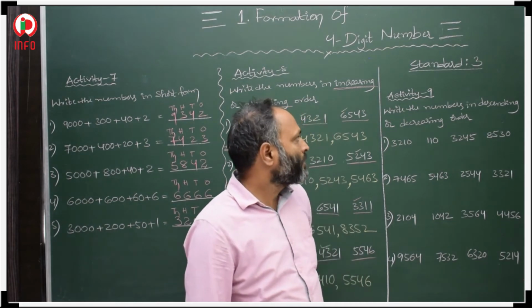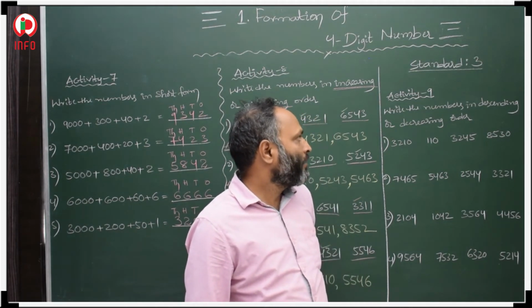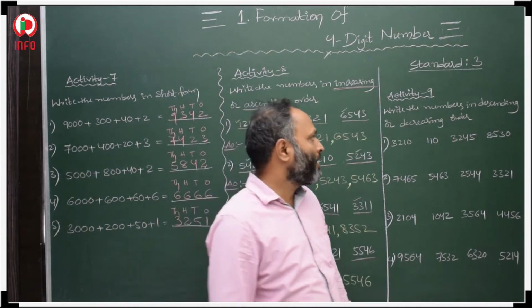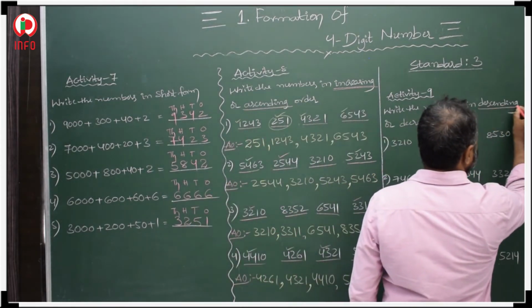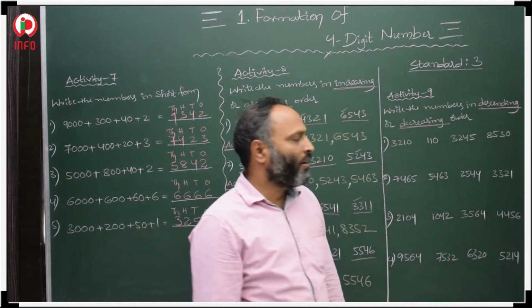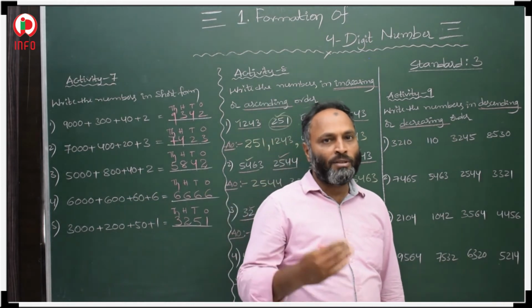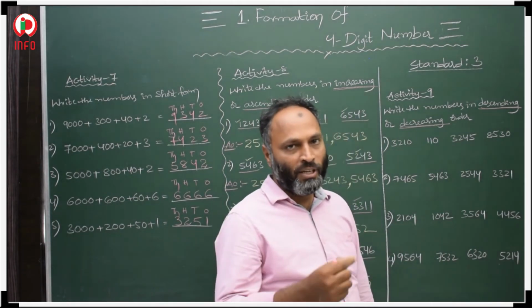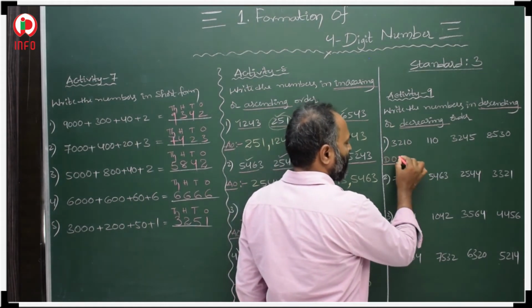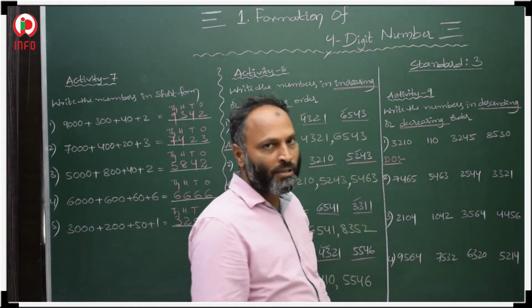Now, in our ninth activity, this is vice versa of the previous activity. So here, descending order, decreasing order is given. Decreasing order means bigger to smaller. First we have to take the bigger number. Descending order. Bigger number we have to take.